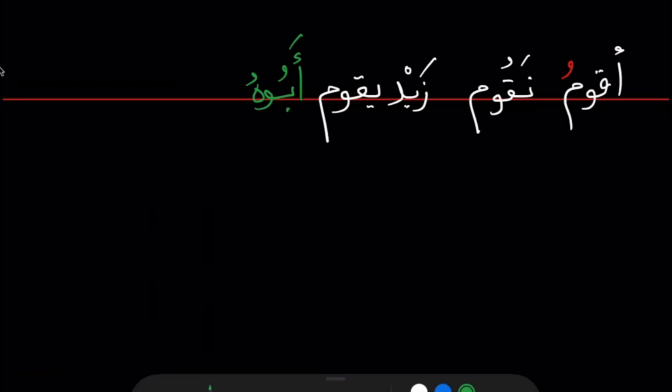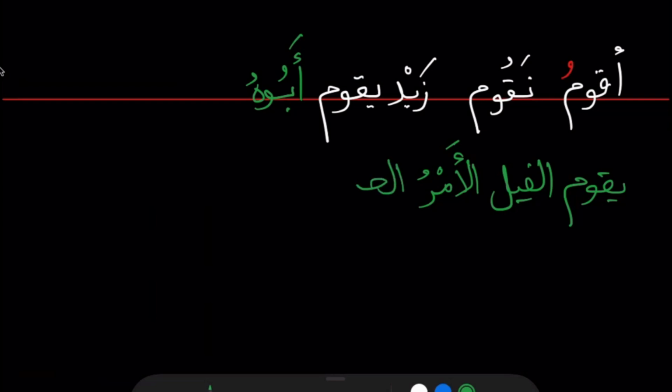Basically anytime the doer or the subject of the verb is huwa or hiya, those are the ones that can be replaced by a non-pronoun. So when you say yakumu, you could say yakumu al-fil. You don't have to say huwa. Or you could say yakumu al-amru. That's abstract. The issue stood. Or you could say, for example, yakumu al-jaysh. The army stood, for example. And anything else I can think of, I can put there.